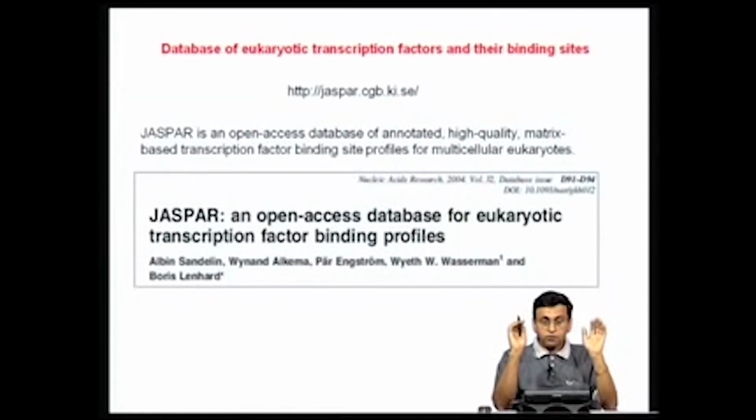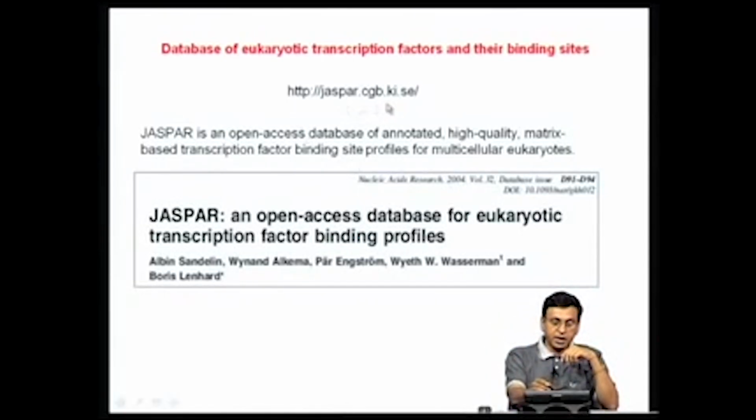Now if you want to know what kinds of eukaryotic transcription factors are present, how many transcription factors have been identified, and what kind of sequences they bind, you simply click on this website, and you have a whole bunch of information about the various eukaryotic transcription factors that have been identified so far and what kind of sequences they bind.